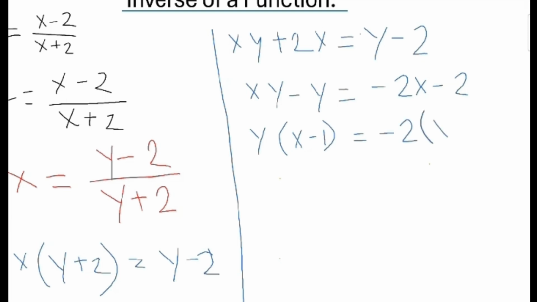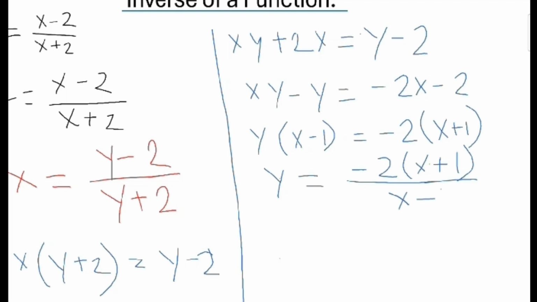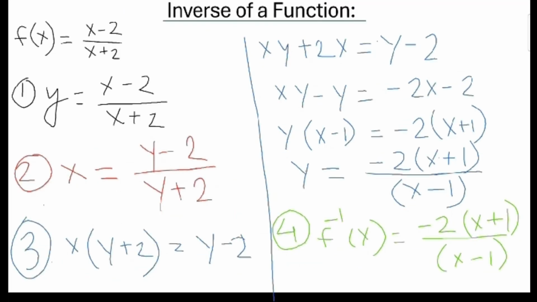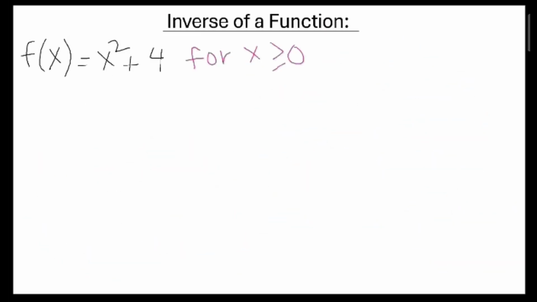In the first half of the equation, we can see that y is common in both the terms. So after factorizing y, we get y times x minus 1 equals, in the second half, minus 2 is common, so we will factorize minus 2 and we get minus 2 times x plus 1. Then we divide both sides by x minus 1 and get y equals negative 2 times x plus 1 divided by x minus 1. Step 4 is to replace y by f inverse x. By doing so, we get f inverse x equals negative 2 times x plus 1 over x minus 1. This is the inverse of the equation f of x equals x minus 2 over x plus 2.